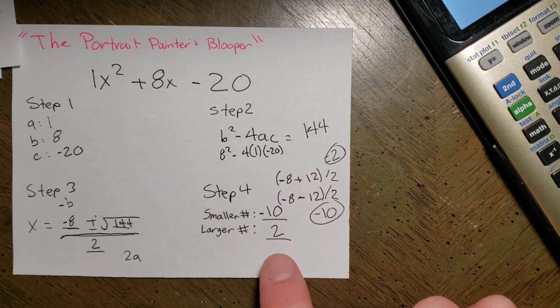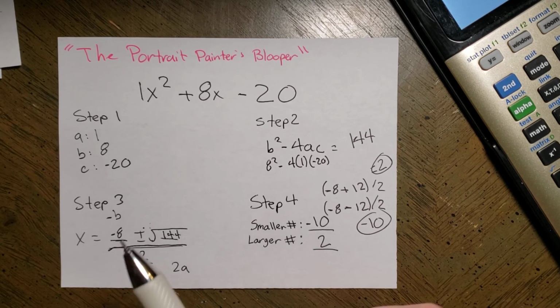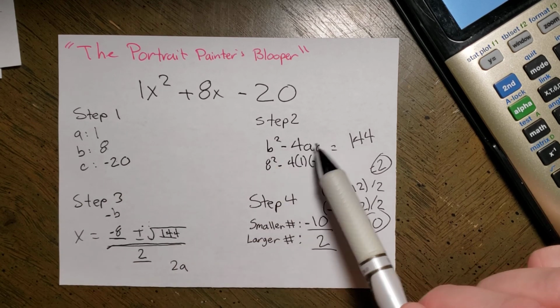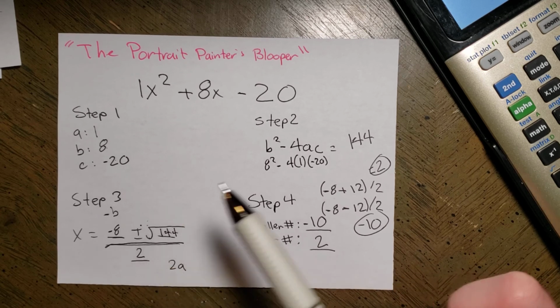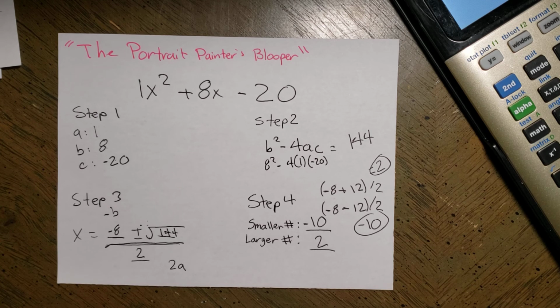Here we go. So that's the whole equation. You will be a lot faster than I will be, because I'm also explaining this. But again, A, B, C. Find the discriminant. Plug in the negative b, the 2a, the discriminant. Rewrite. One step, two step, boom. Okay? So the quadratic equation is really not that bad if you just slow down and do it right. Okay, that's the portrait painter's blooper.